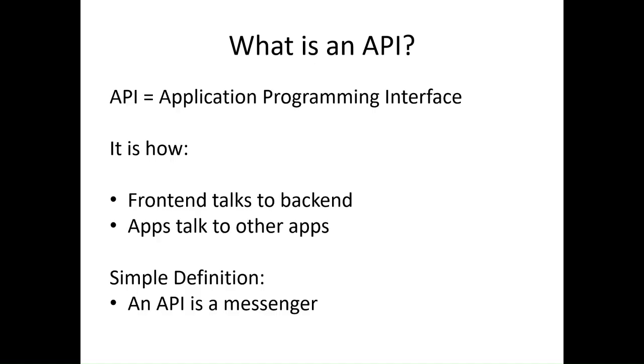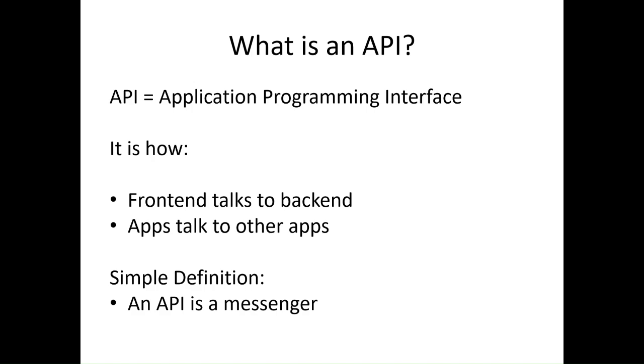So basically, in simple terms, an API is like a messenger, right? It's like when the front end is talking to the back end, and then maybe other apps are talking to other apps. So what that means is that we use an API to connect the back end to the front end. It acts as an intermediary between the back end and the front end. That's what an API is.